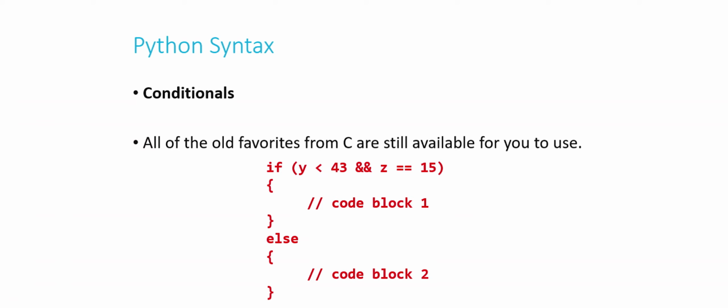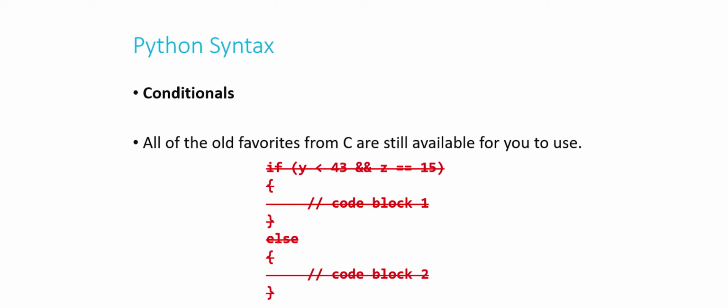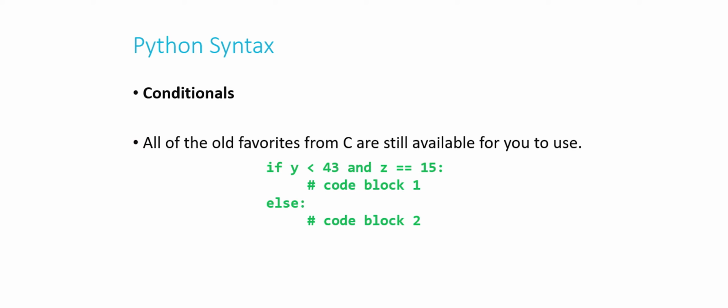So here's an if-else statement that you might be familiar with from C. In Python, it's going to look pretty similar. Again, it looks just like this, where we now, well, actually, we have and here. So previously in C, we had if y is less than 43 and z is equal to 15. In Python, just like where or was translated from 2 vertical bars to the word or, we've translated 2 ampersands to the word and. So we don't have to use 2 ampersands anymore. We can just literally say the word and. And then we have the else there.